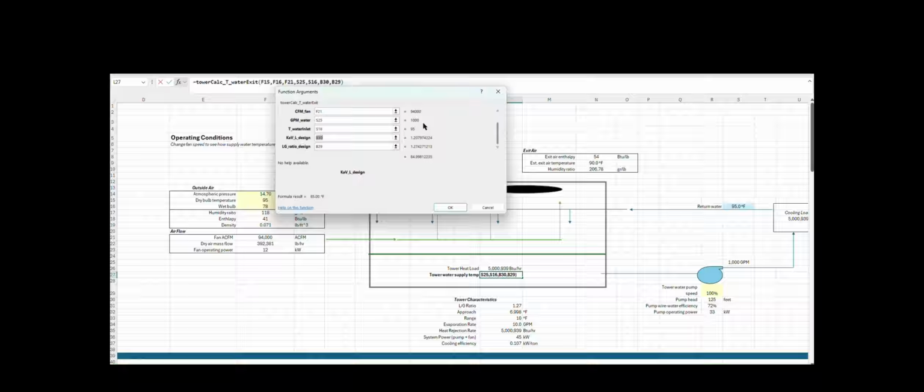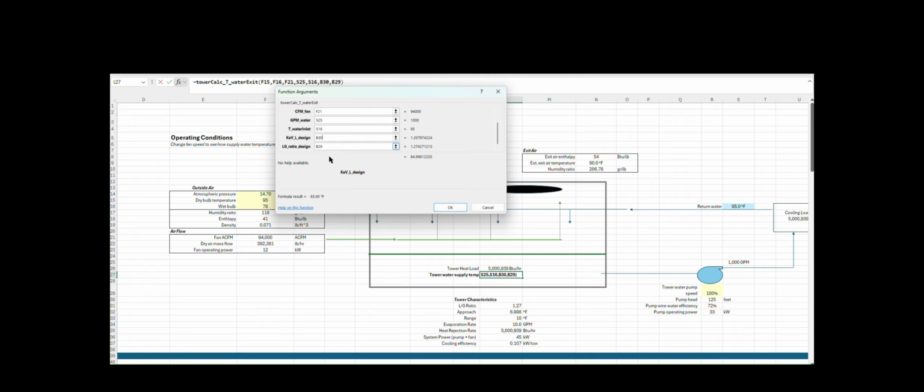You need the inlet water temperature to the cooling tower, which is something that we manually set. We manually set it here in the model, and it's also just the design parameter. It says that if you've got 95 degrees coming back from your process or your cooling loads, then the tower can cool it down to 85 degrees.